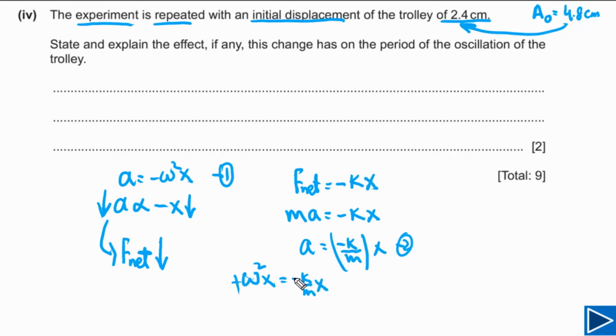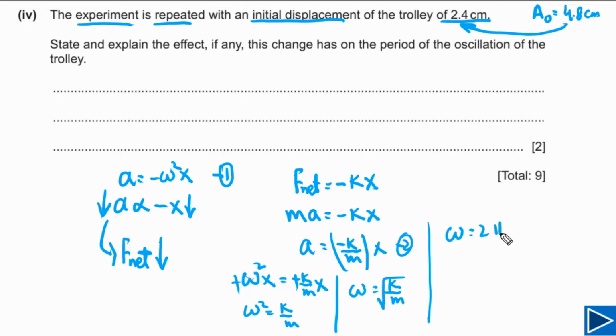Or simply you can cancel this minus sign and we can write down omega squared is equal to k over m. Or we can say that omega is equal to root of k over m. So omega is depending on k and m. So if x changes, omega does not change. Omega is also equal to 2 pi over T.